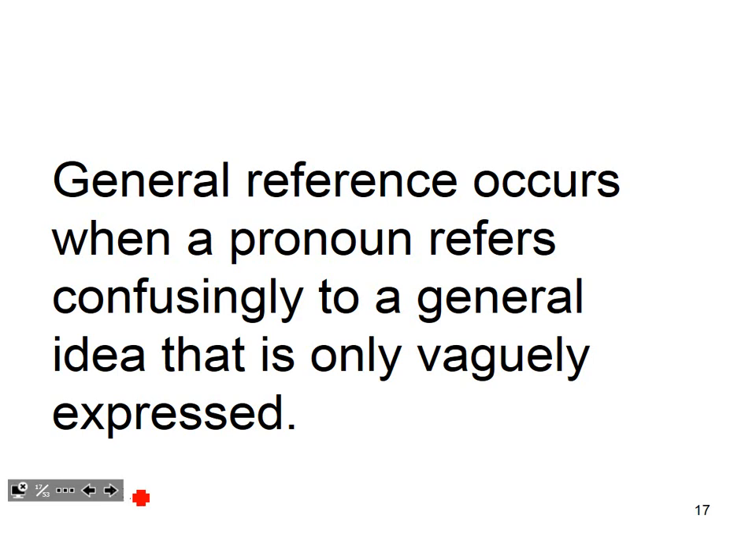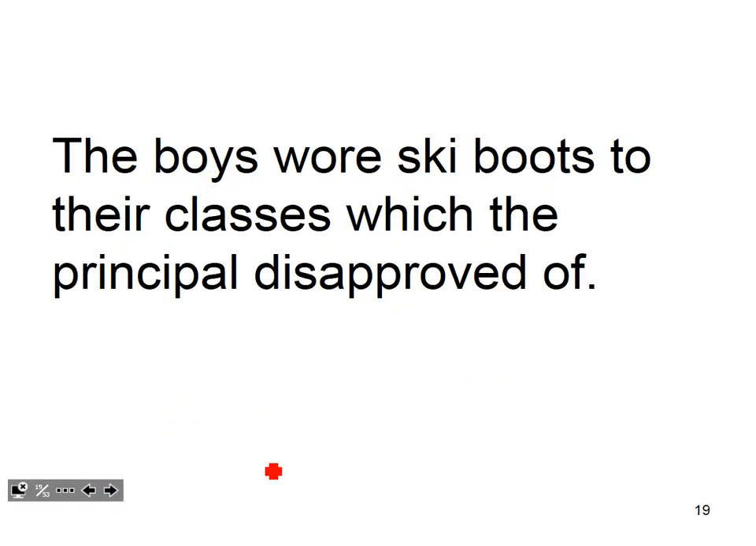General reference. General reference is another pronoun reference problem, and it's defined as occurring when a pronoun refers confusingly to a general idea that is only vaguely expressed. For example, the boys wore ski boots to their classes, which the principal disapproved of. Generally, these kinds of reference problems occur with the words which and that, this and that, and it, which tend to capture ideas that are generally expressed in the previous portion of the sentence.